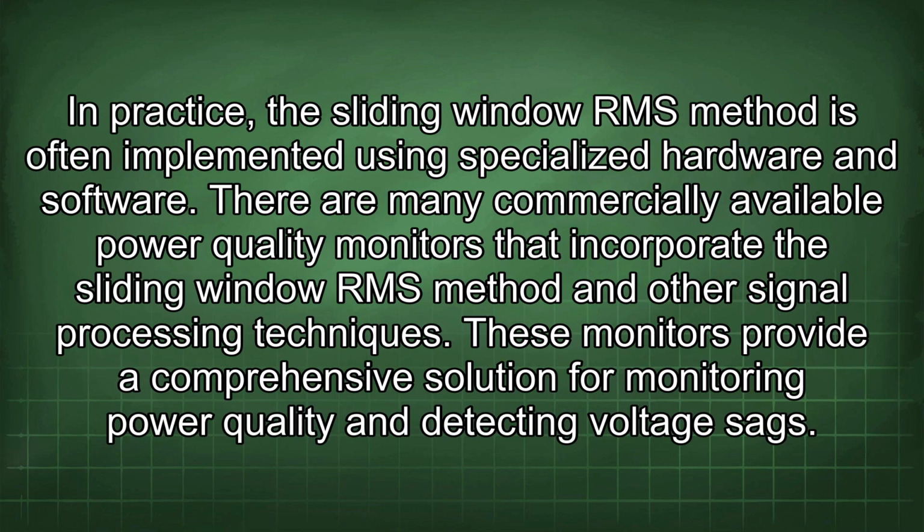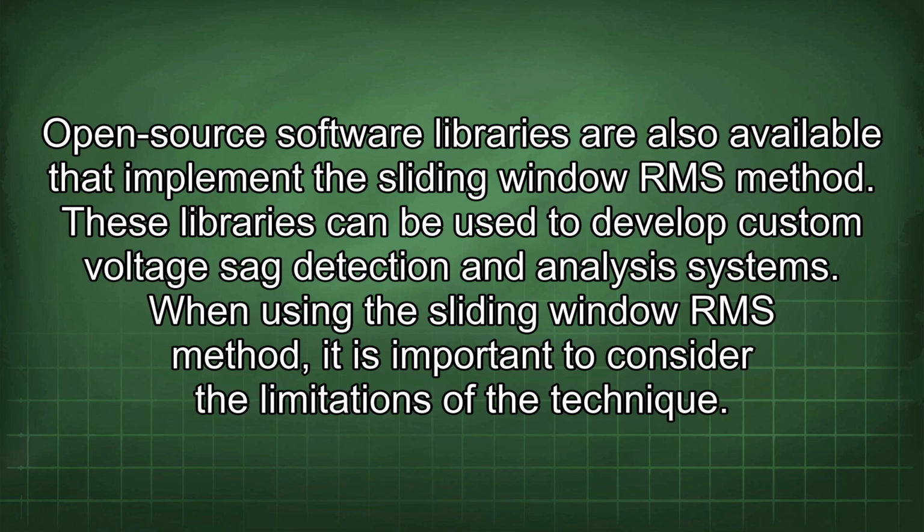In practice, the sliding window RMS method is often implemented using specialized hardware and software. There are many commercially available power quality monitors that incorporate the sliding window RMS method and other signal processing techniques. These monitors provide a comprehensive solution for monitoring power quality and detecting voltage sags. Open-source software libraries are also available that implement the sliding window RMS method. These libraries can be used to develop custom voltage sag detection and analysis systems.